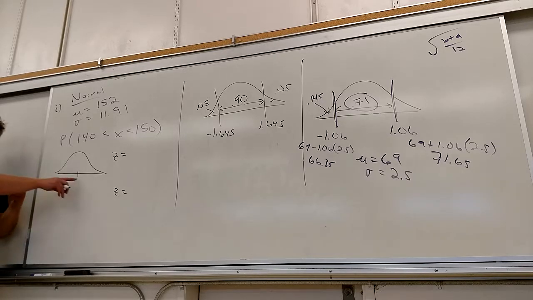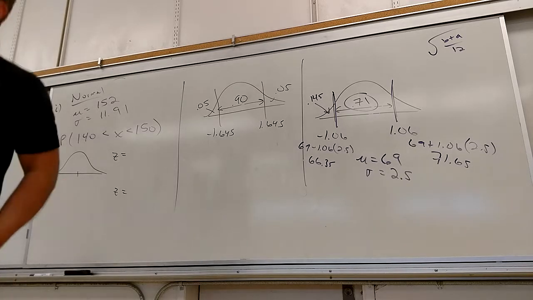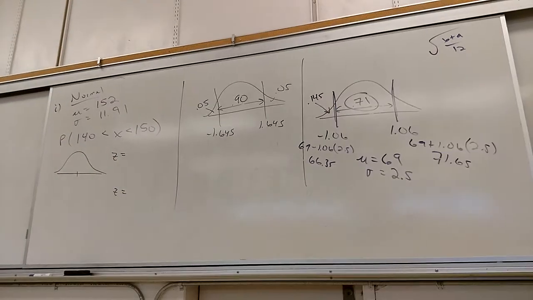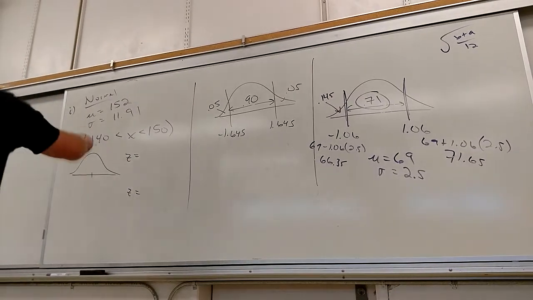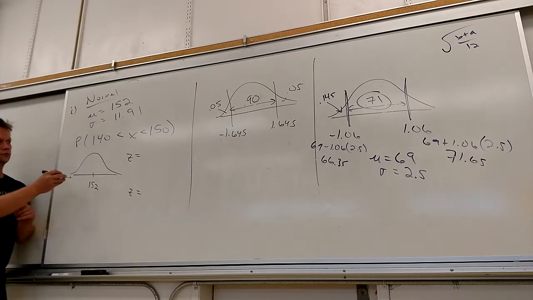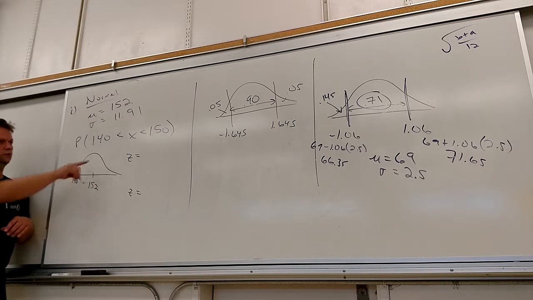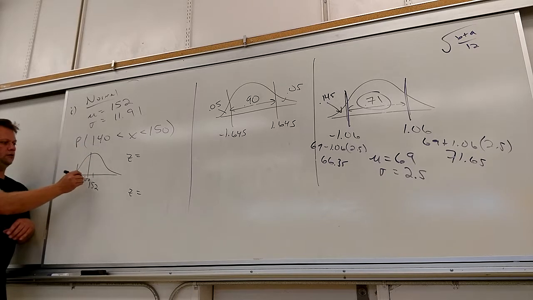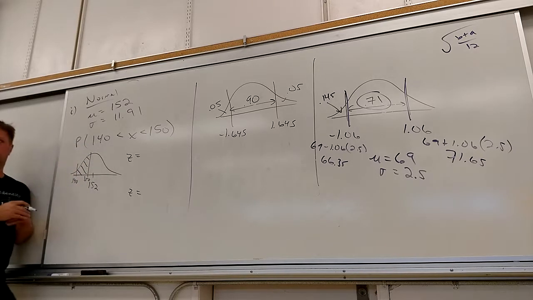What goes right in the middle? The mean goes right in the middle. And where's 140 go? And 150 is somewhere up here. I want this area between. I can't look up any areas until I make these into z-scores. So you look for this kind of problem and you do it.